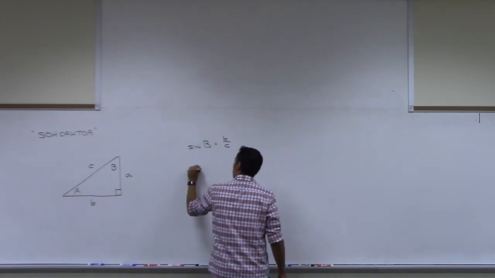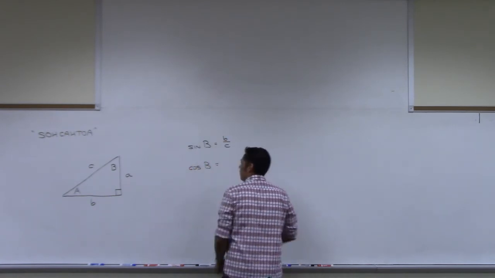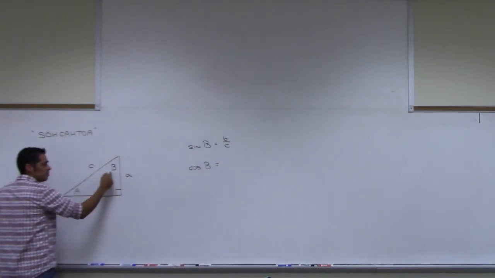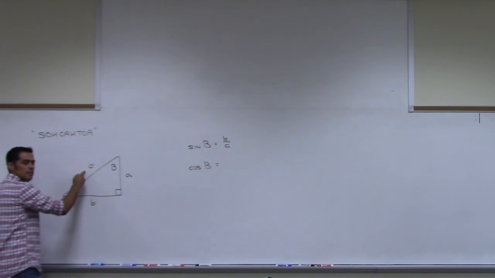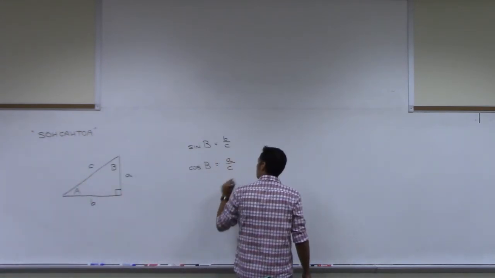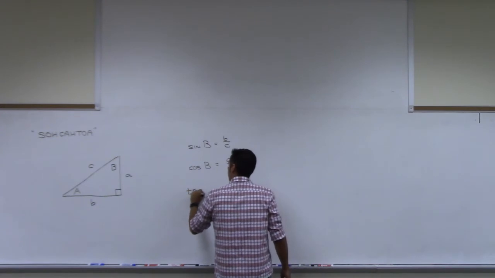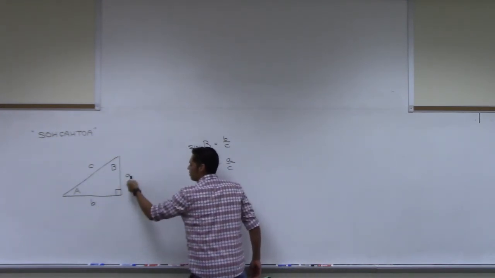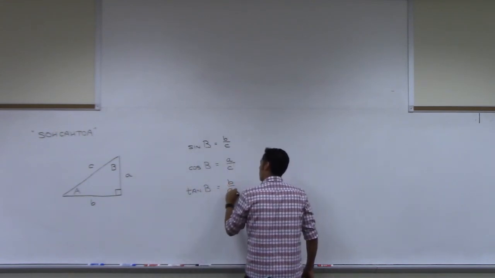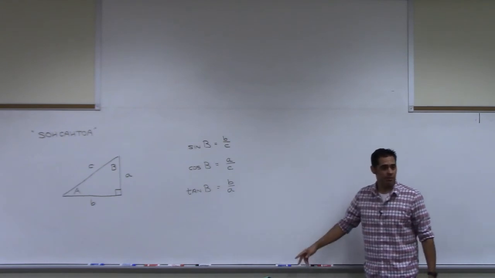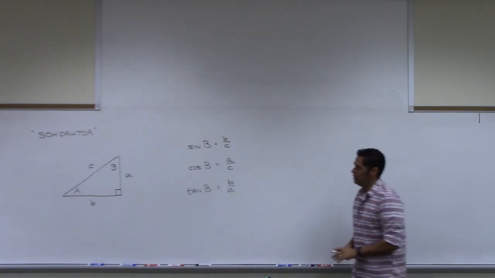How about cosine of B? A over C. That would be the side adjacent to B, which would be this one, little a over little c. Tangent B: B over A. So opposite over adjacent, B over A. And then the next 3 would just be the reciprocals of those, right? All right.